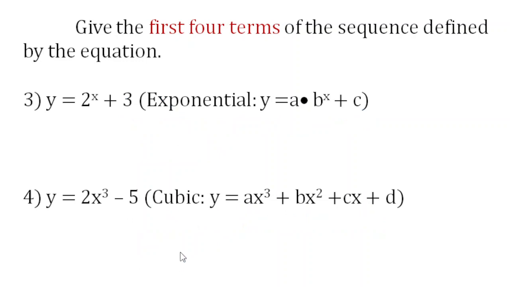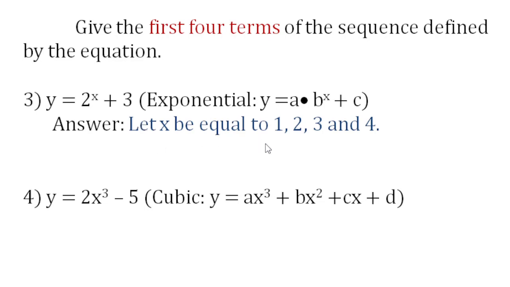How about if we are given an exponential equation? Y equals 2 to the x plus 3. Yes, same idea. We let x be equal to 1, 2, 3, and 4. So 2 to the power of 1 plus 3 equals 5. 2 to the power of 2 plus 3 is 7. 2 to the power of 3 plus 3 is 11. 2 to the power of 4 plus 3 is 19. These are the first 4 terms.